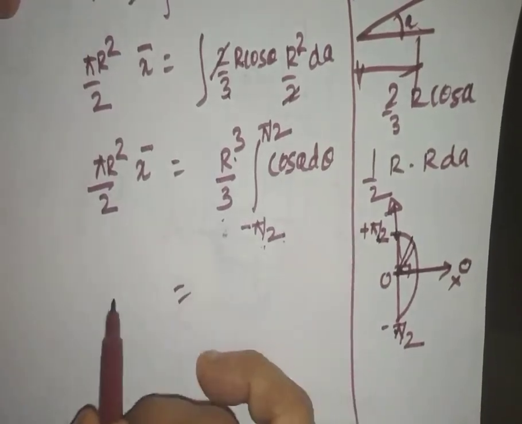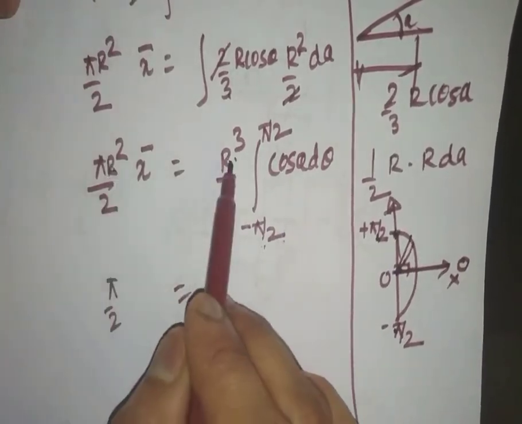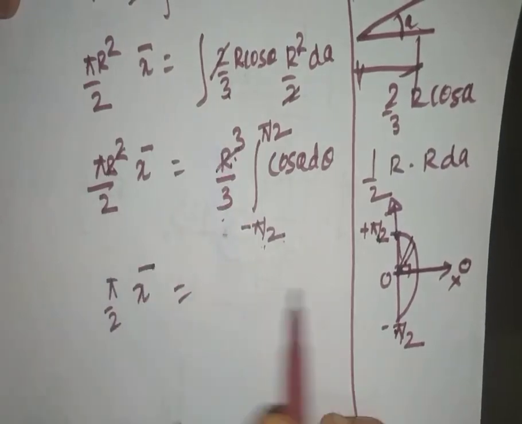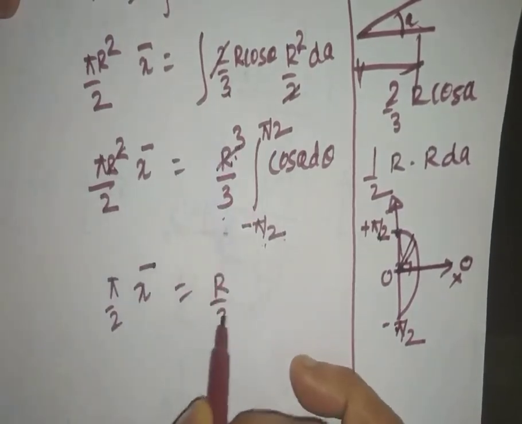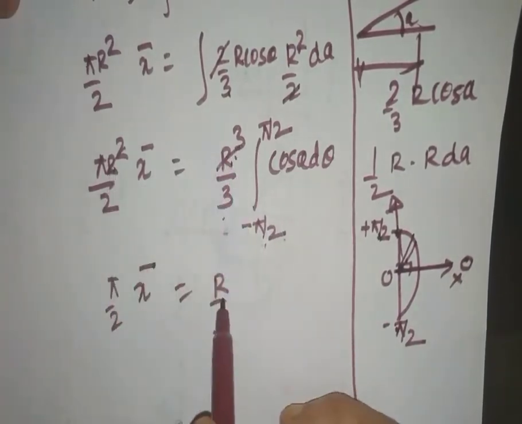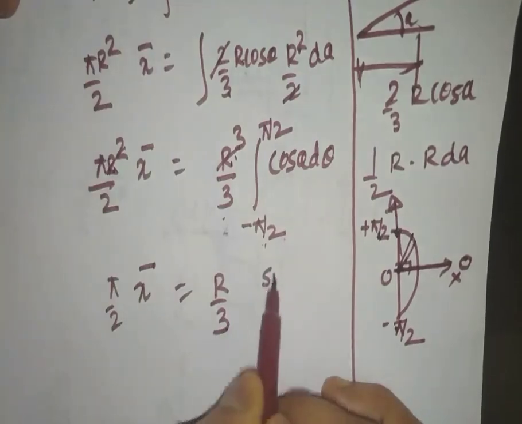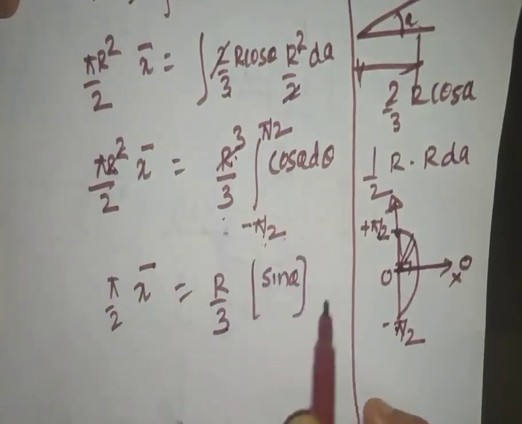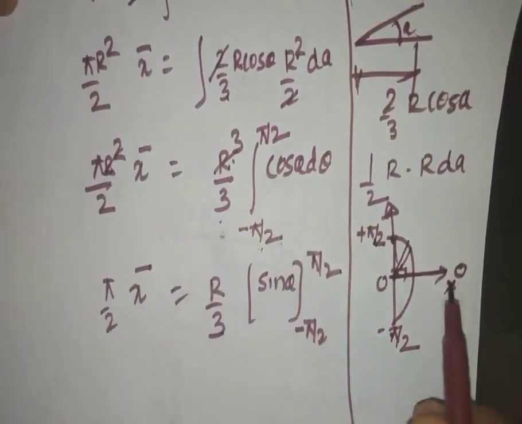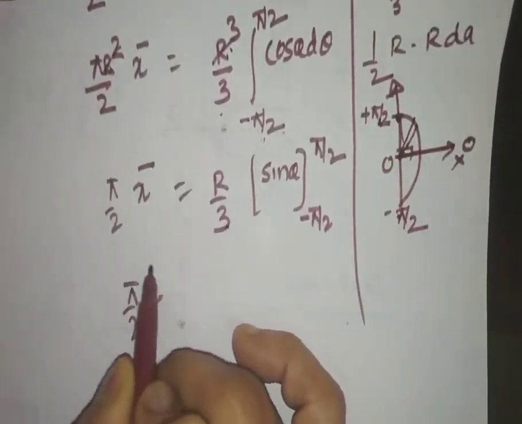So we need to simplify this. On the left we have pi by 2 with r square, and on the right hand side we have r cube. So both can get cancelled. X bar you can keep as it is. On the right hand side it will be r by 3, because r square and r cube get cancelled, and r will be kept as it is. Integration of cos theta will be sin theta. Then substitute the limits of integration, minus pi by 2 to plus pi by 2. Now we need to substitute this particular part, that is nothing but the limits of integration.